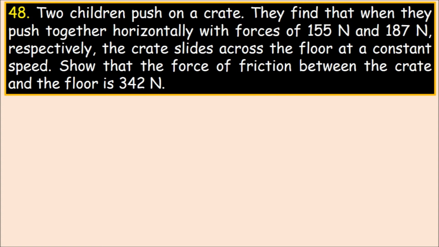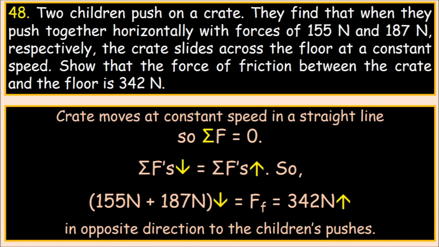Two children push a crate. They find that when they push together horizontally with forces of 155 newtons and 187 newtons respectively, the crate slides across the floor at a constant speed. Show that the force of friction between the crate and the floor is 342 newtons. Well, the key here is that the crate moves at a constant speed in a straight line. So sigma F equals 0: the sum of forces in one direction equals the sum of forces in the other direction, so that 155 newtons plus 187 newtons in one direction will equal the force of friction, which is 342 newtons in the other direction, opposite to the children's pushes.